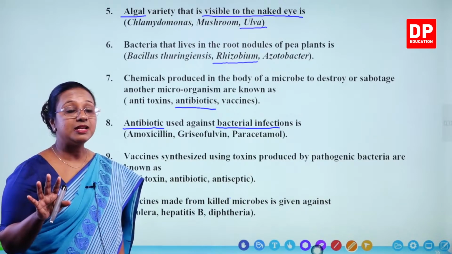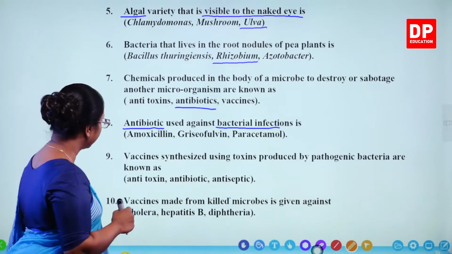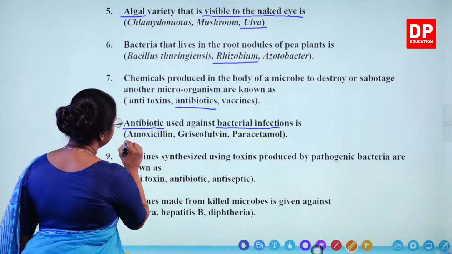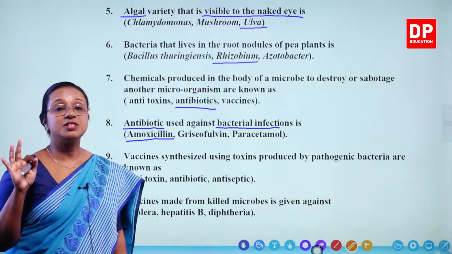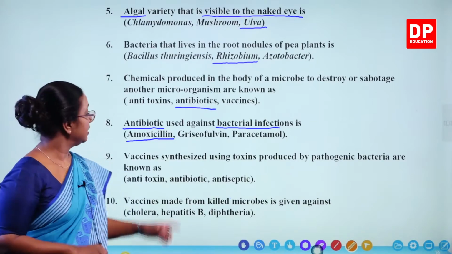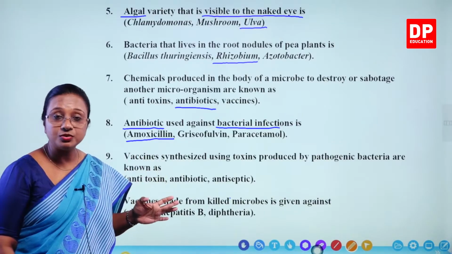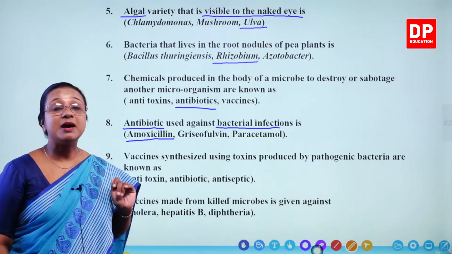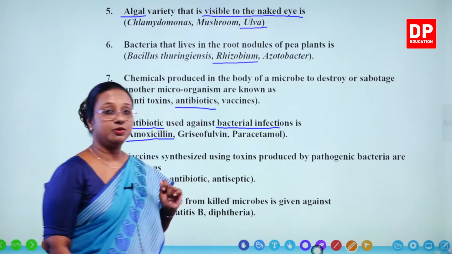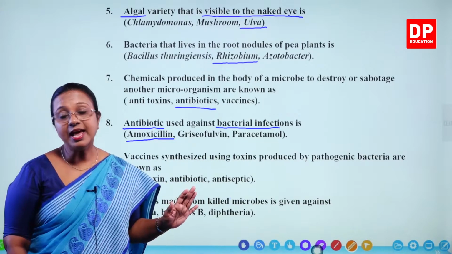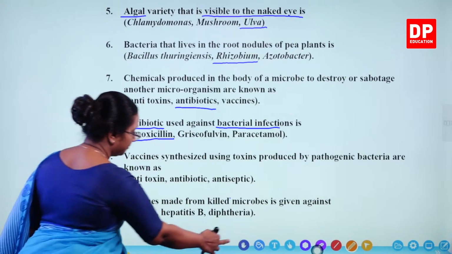You know what antibiotics are? There are antibiotics for bacterial infection and fungal infection. Amoxicillin is for bacterial infection. That is correct. Tetracycline, amoxicillin, penicillin, all these are against bacteria. Griseofulvin is also an antibiotic, but against fungal infection. Then what is paracetamol? Paracetamol is not an antibiotic. So, therefore, the answer is amoxicillin.